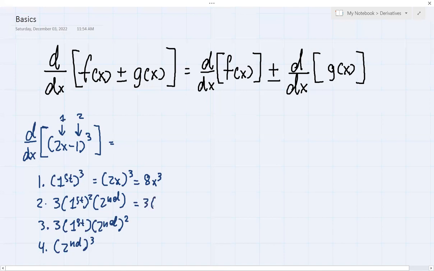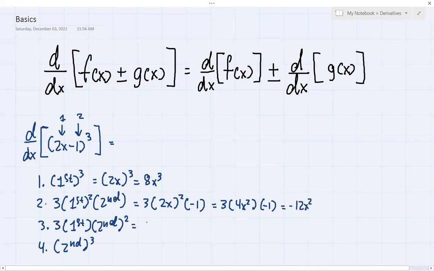So, we have 3 times the square of the first term, which is the square of 2x, times the second term, which is negative 1. Okay? So here we will have 3 times 4x squared, because that is the square of 2x, times negative 1. So, 3 times 4x squared, we have 12x squared, times negative 1, so we have negative 12x squared.